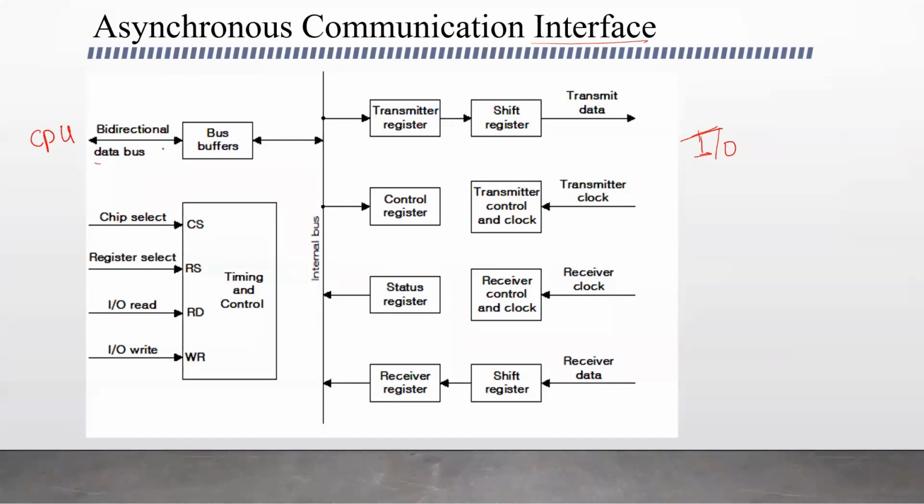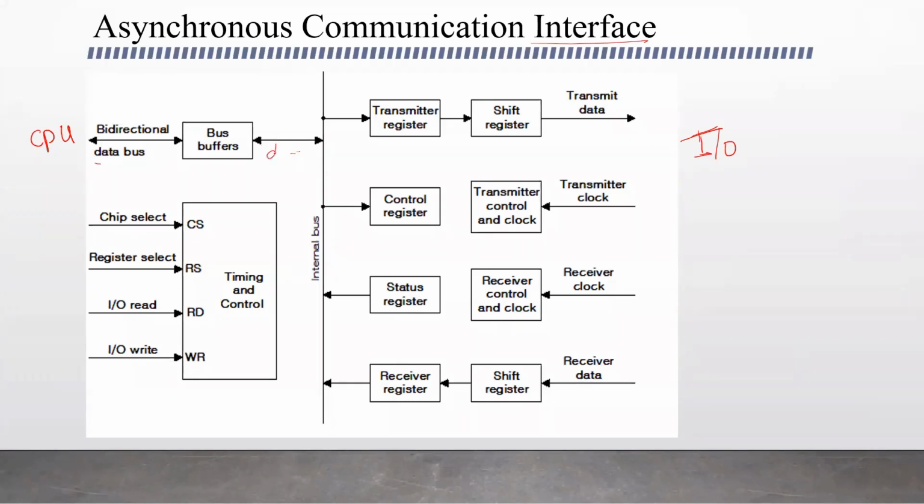And this data bus carries the data from the CPU to the bus buffers, and here is a data bus that carries from the bus buffer. A buffer is to hold the data for some time temporarily. To transmit data from this buffer, we have this internal bus here, the line that connects all the registers to the CPU. Several registers are connected by this internal bus to the CPU.